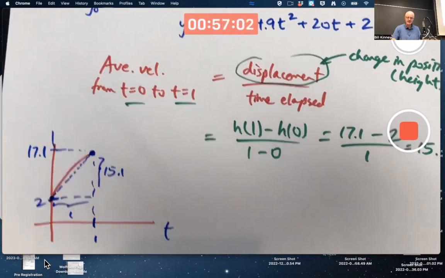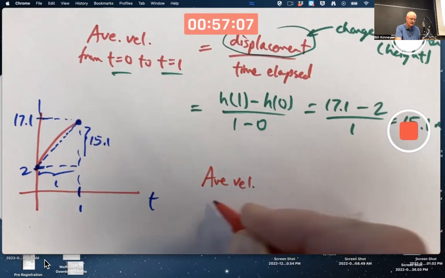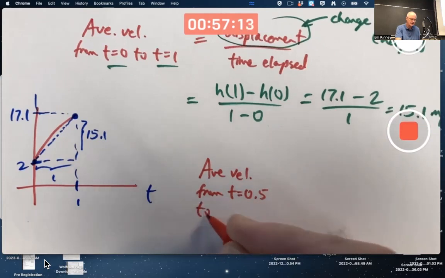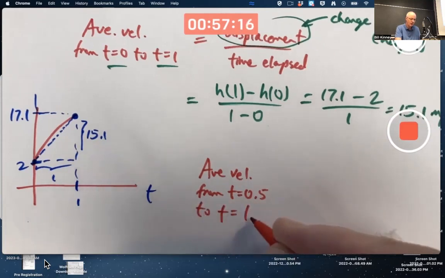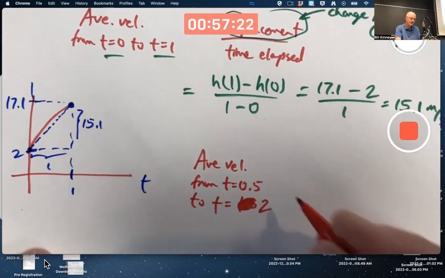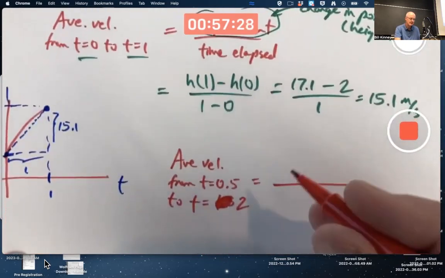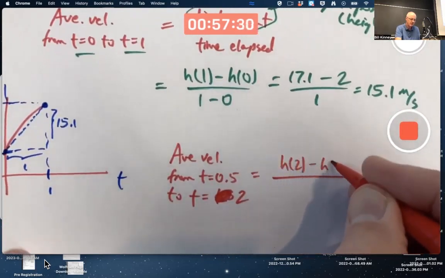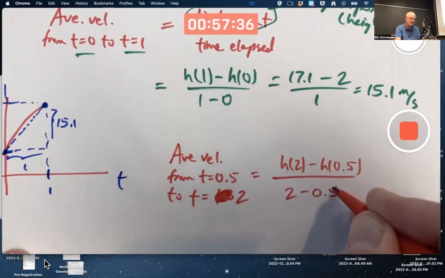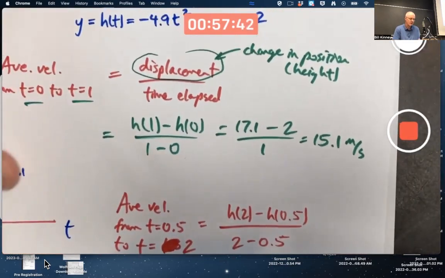How about another average velocity? How about the average velocity from t equals 0.5 to t equals 2? It's still change in position, displacement over time elapsed. In this case, it would be h of 2 minus h of 0.5. That is the displacement. Time elapsed is 2 minus 0.5. I'm still using this formula up here.